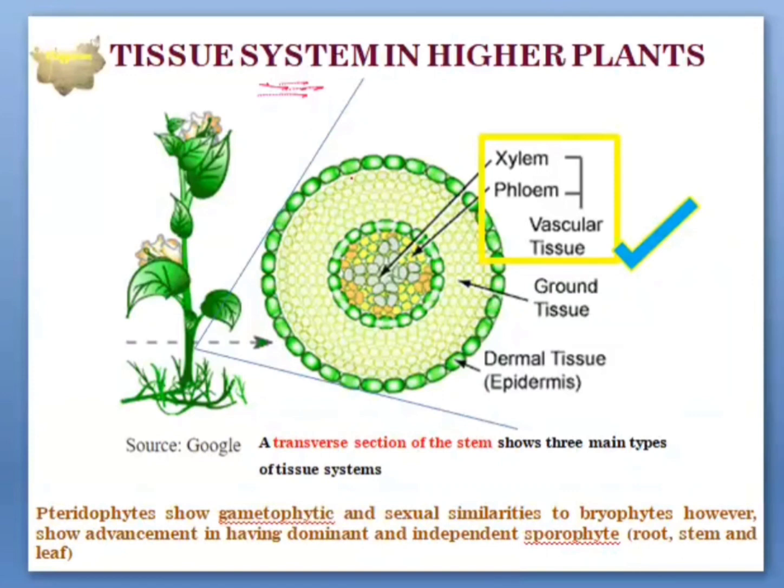Now we know that Pteridophyta show gametophytic and sexual similarities to bryophytes, but they are advanced in having a dominant and independent sporophytic plant body, which includes root, stem, and leaf. If we look at this diagram, it shows a TS of the stem. A TS of the stem shows three different types of tissues: vascular tissue, ground tissue, and dermal tissue. The vascular tissue that includes xylem and phloem forms the stele, the central cylinder of the stem. It may also be present in roots.